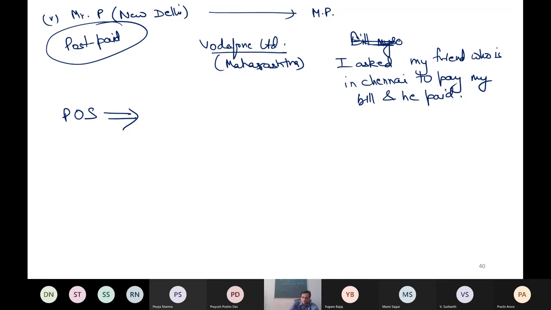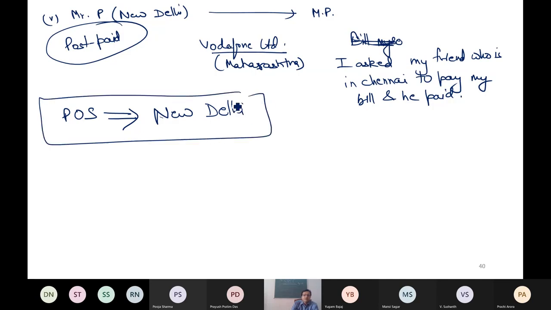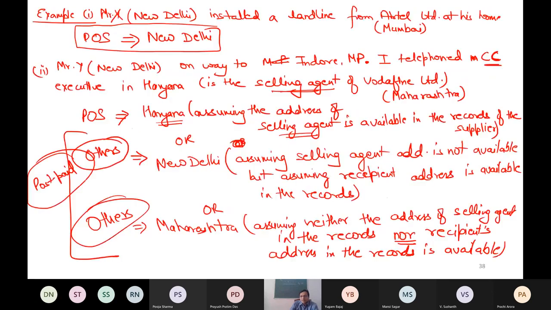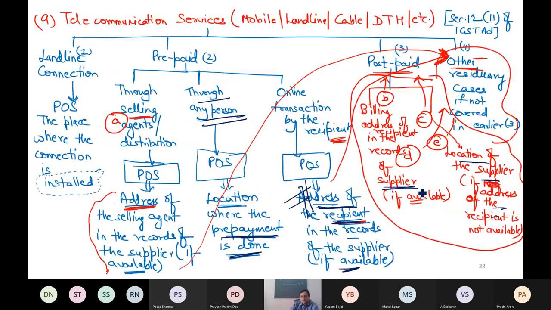New Delhi. Delhi, sir. Is there any other answer, or is Delhi the place of supply? Delhi is the place of supply. I'm not concerned with online banking or fraud, friend, because for postpaid it does not matter how you are paying the bill. It's very simple. In postpaid, you have a simple answer: the billing address in the records of the supplier. That's it. If available; if not available, then the answer would have become Maharashtra.